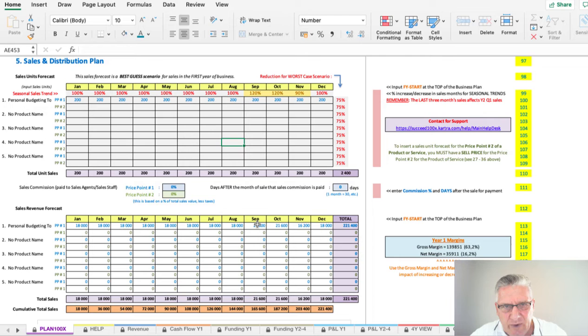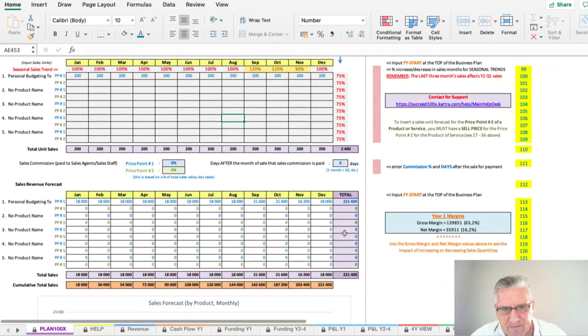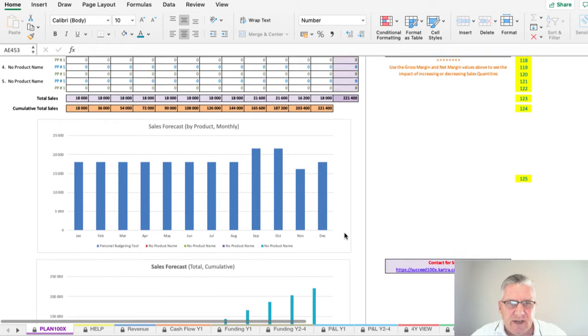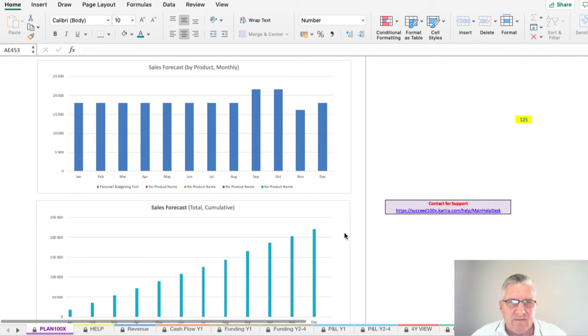Remember, we said we're going to increase by 120% in September, October. We're going to decrease by 10% to 90% in November, and that gives us a total for the year of $221,400. So here's the first graphical output, which you can see, which is your sales forecast across the year. There's the step up, step down.